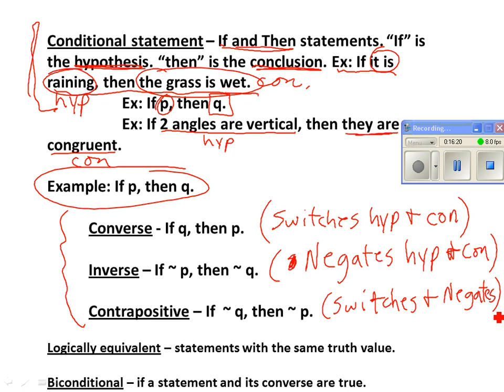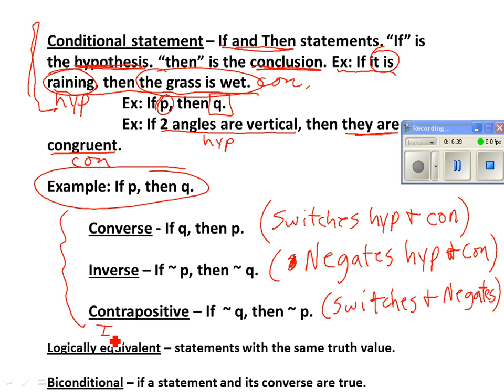That's a counterexample. Contrapositive. What would the contrapositive of this be? If the grass is not wet, then it is not raining. Now the contrapositive is usually the one that's the hardest to decide whether it's true or false. And I want you to write this down.